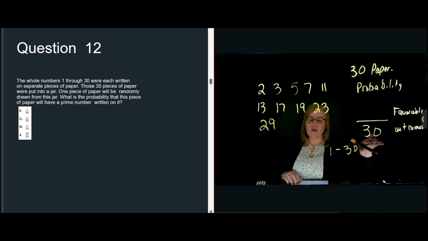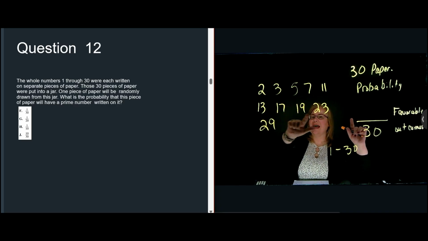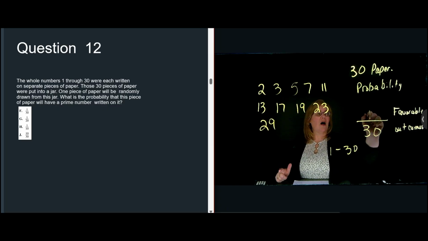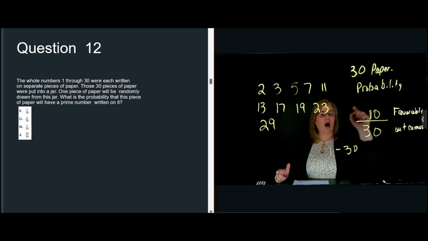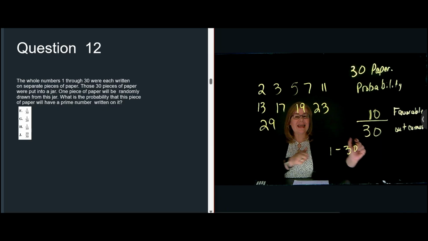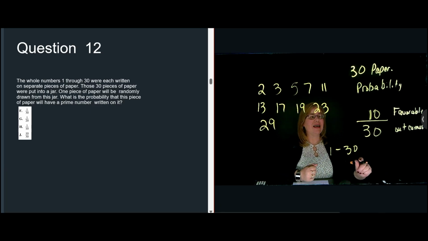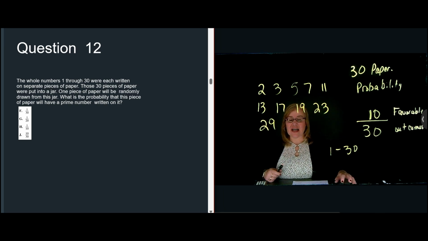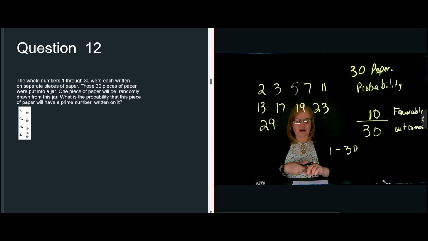So if I have a total outcome of 30, and I have 1, 2, 3, 4, 5, 6, 7, 8, 9, 10 favorable outcomes, which means they are prime numbers, what is the probability of getting a prime out of the whole 30? It's 10 out of 30. So my answer is what? It's J. Good job, guys.